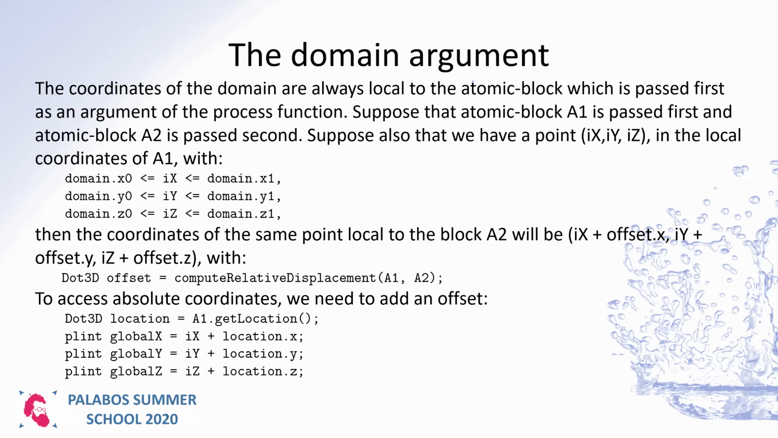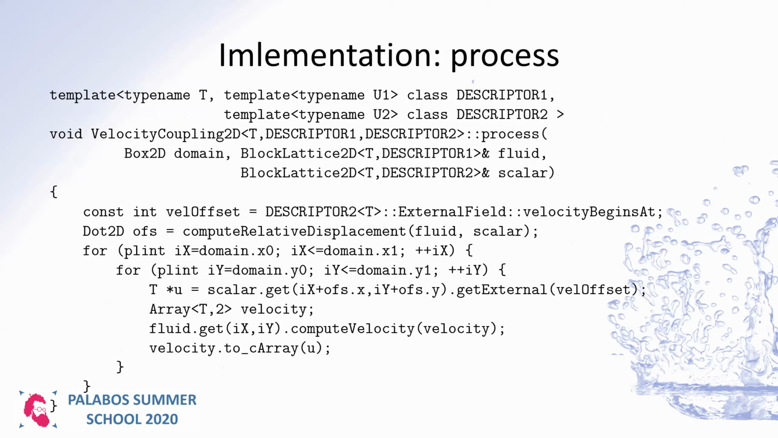And in this case, you need to convert your local coordinate to the global one to know where you are. And there is a function provided by Palabos, which is called getLocation, which again provides an offset to you, which implements that translation from local to global coordinates. So this is actually the full code of the process function.